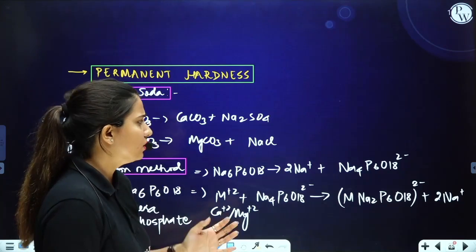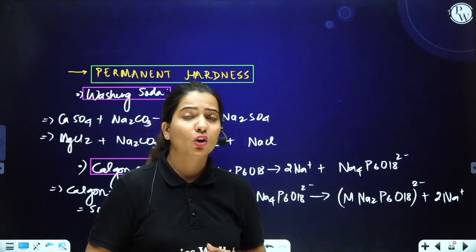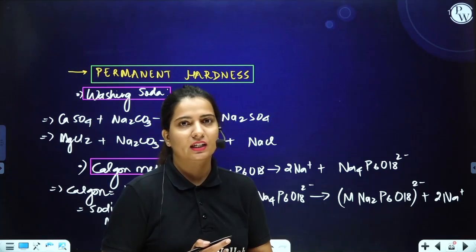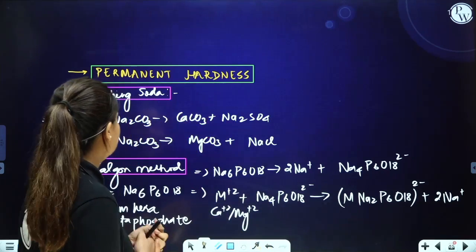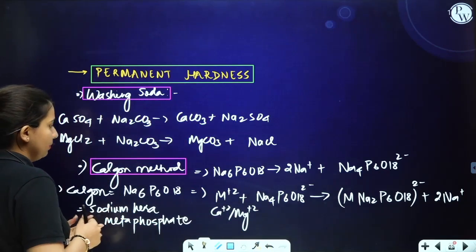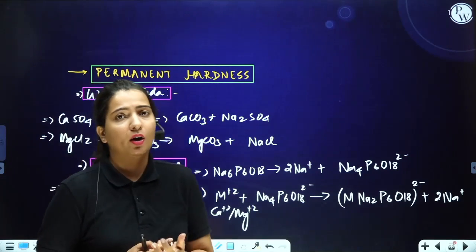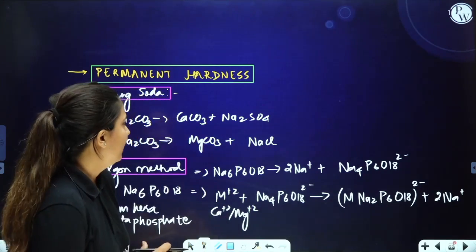and you will get your water as the pure one. You have to just break the salt which is responsible for the hardness of water, and as a result you will get your pure water. Okay, so this is the Calgon method. You have to remember the name, what the Calgon is, the formula, and how it reacts. You need to remember every one of these things.